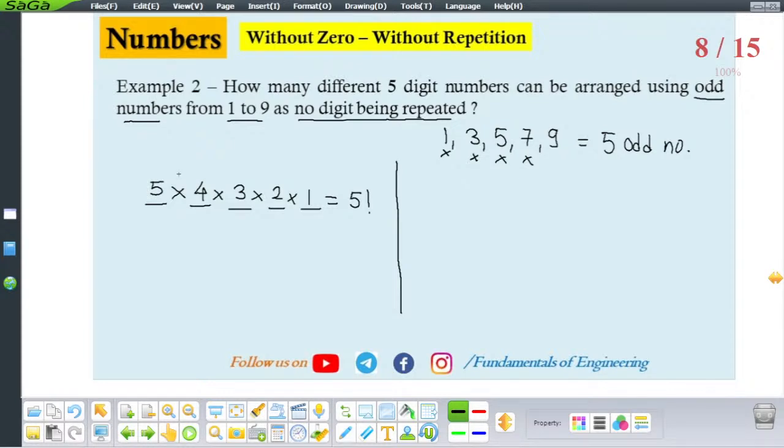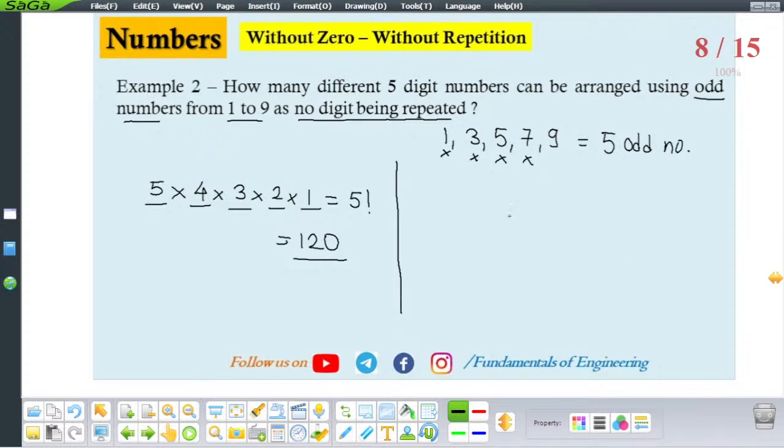You can multiply 5 into 4, 20; 20 into 3, 60; 60 into 2, that is 120; 120 into 1, that is 120. So the final answer is 120. How many 5-digit numbers can be arranged by using the odd numbers 1 to 9? That is 120. 120 numbers will be obtained.